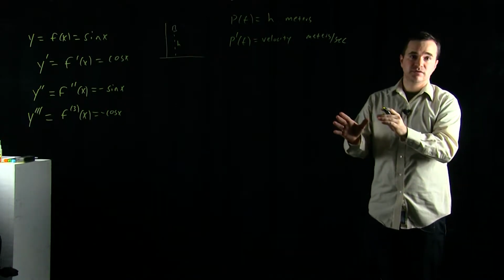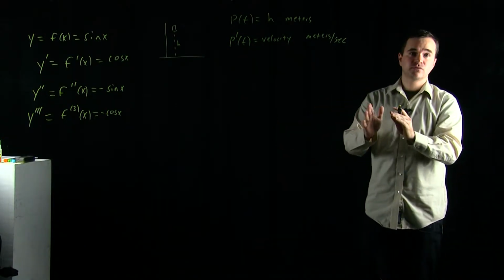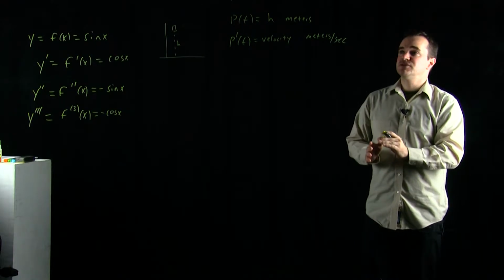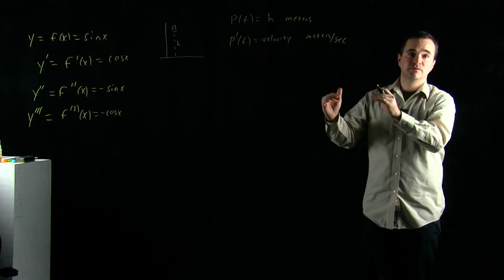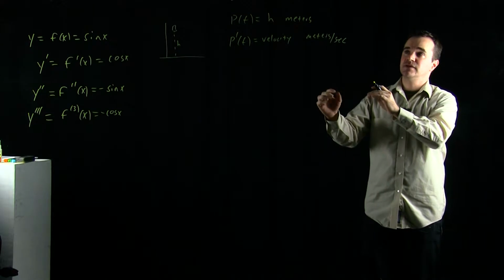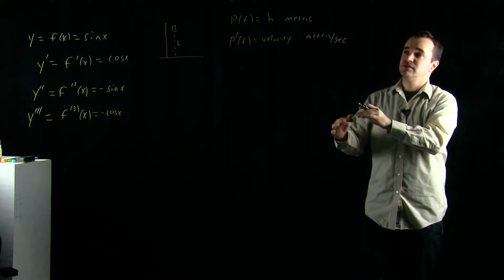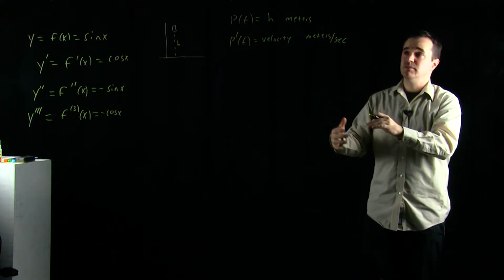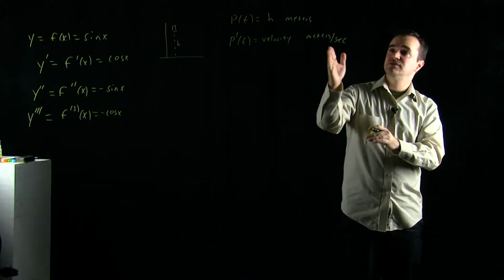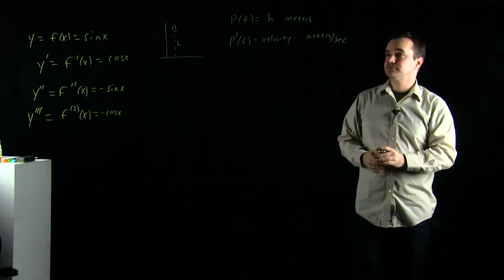Why does it have those units? Because when you take that derivative, you're looking at a limit of difference quotients. So what's the difference quotient? On top, you've got a difference of two heights, so that's measured in meters. On the bottom, you've got a difference of two times, measured in time. So velocity has units of distance over time.